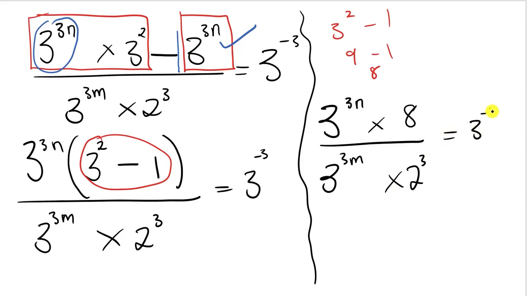But the 2 exponent 3, this one is also 8. So in that case, they can cancel out. All right. So this is going to cancel this. So you end up getting 3 exponent 3n over 3 exponent 3m is equal to 3 exponent negative 3.